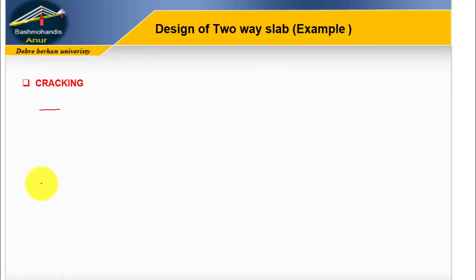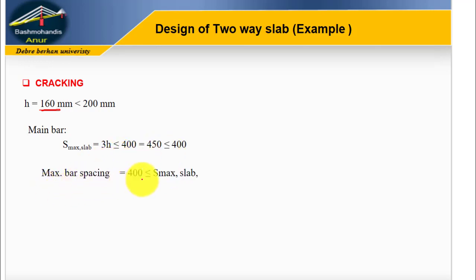Okay, the next serviceability check is cracking. Therefore H must be less than 200 mm. Our slab thickness is 160 mm, so it is safe. Next, the maximum bar spacing S max of the slab must be less than or equal to 3H and less than or equal to 400. What is our maximum bar spacing? It is 400, which is less than or equal to S max of the slab. Therefore the design is safe for cracking.